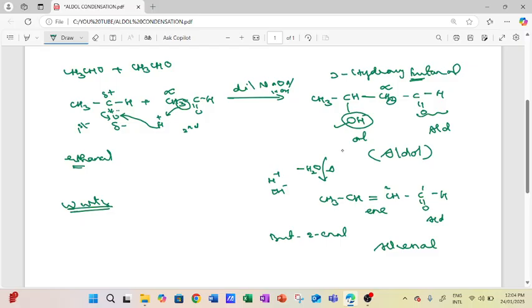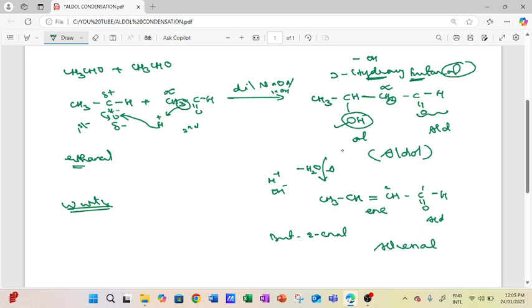And the functional groups are two. One is aldehyde, another one is hydroxy, which represents an alcohol. So both aldehyde and alcohol are there in a compound with the doubling of the number of carbon atoms. That is only one reaction, which is aldol condensation.